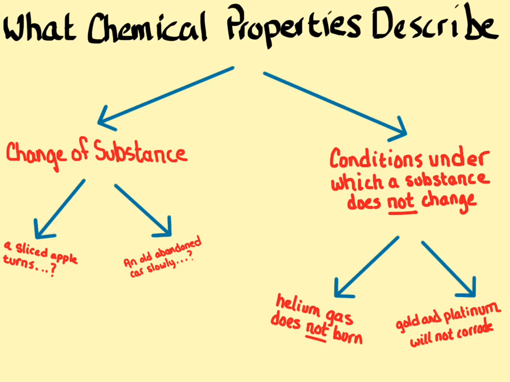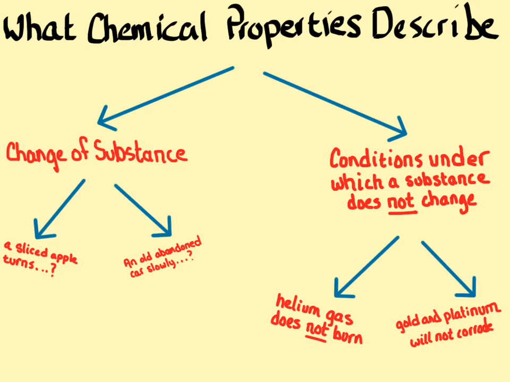What do chemical properties describe? First of all, they describe a change of substance. We just saw in the previous video how a substance was changed from one form to another. A couple of examples are a sliced apple. When it sits out, it eventually turns what? Brown, right? That's an example of a chemical property of the substance we call an apple. An old abandoned car, if it's left out in the rain, slowly begins to rust, right? So it's another example of a chemical property in terms of how metal changes to rust.